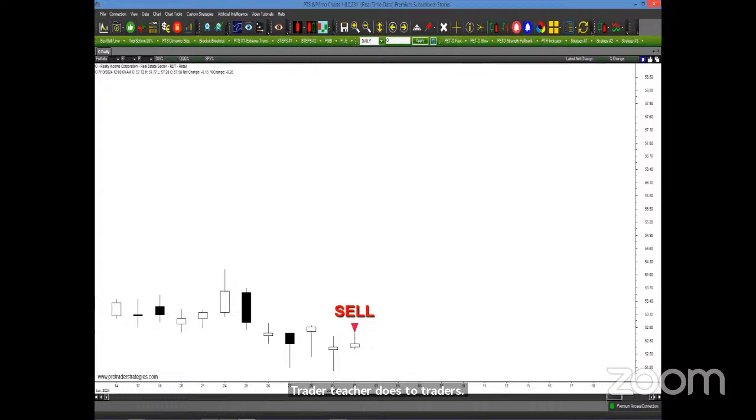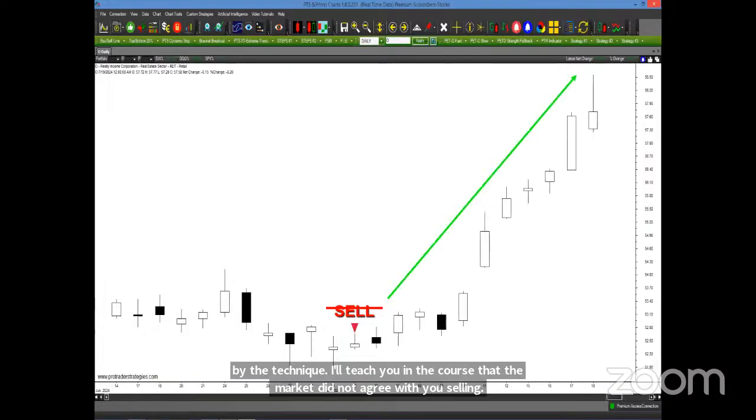But let's say you were long this stock and you like to use the sell signals as exit points. All right, so should you use this sell signal to exit? Once again, going back and looking at past signals and patterns here, you would have noticed by the technique I'll teach you in the course that the market did not agree with you selling. Therefore, you would not have sold, and you could have actually captured a lot more gains if you were long this stock. See how you can minimize risk, and on top of that, increase your profits.